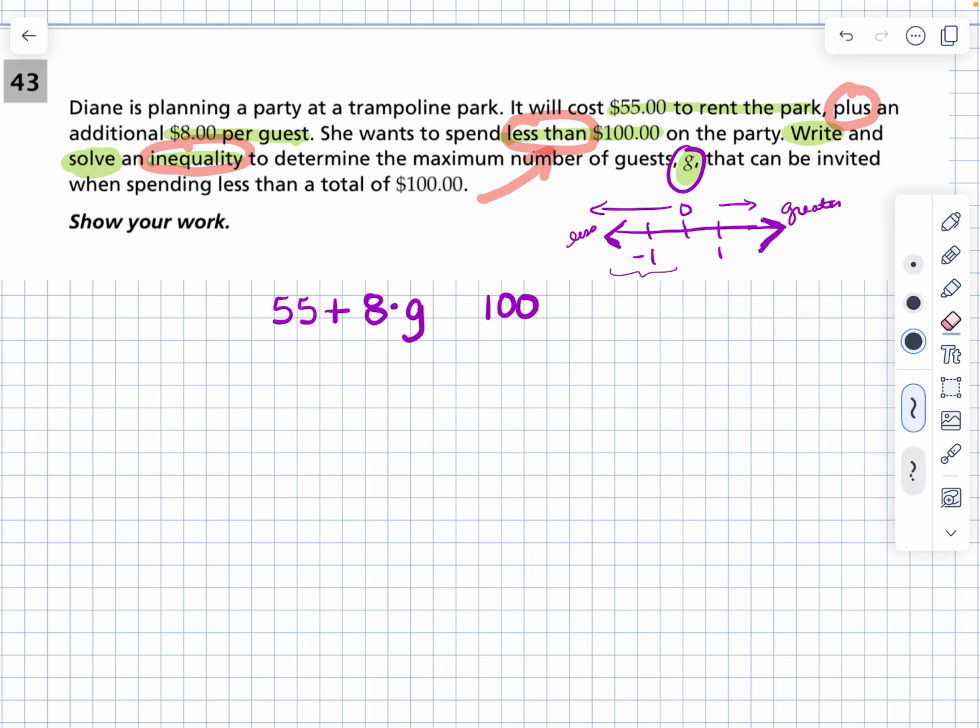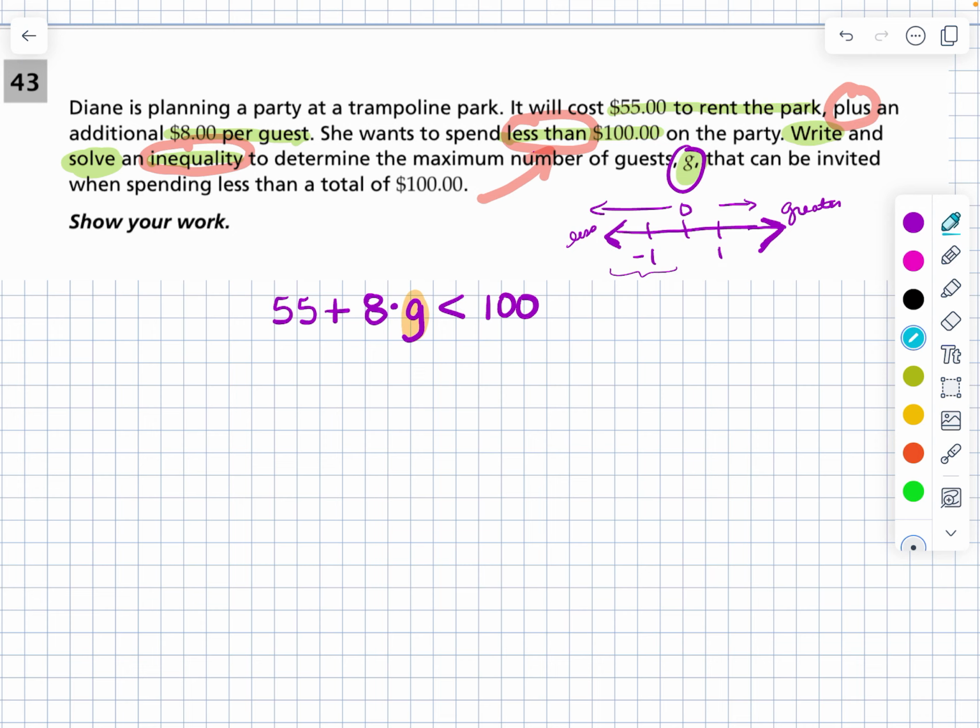So now that we know that, let's go ahead and pop that in here, because she wants to spend, this is her total expenses, less than $100. Okay, guess what? Now we're done writing the inequality. So we've already done one step of the problem. Now they want us to solve it. So how do we solve this thing? What we want to do is isolate the number of guests, because that's what we're looking for. How many guests can we have and not go over the $100? So we need to get the G by itself.